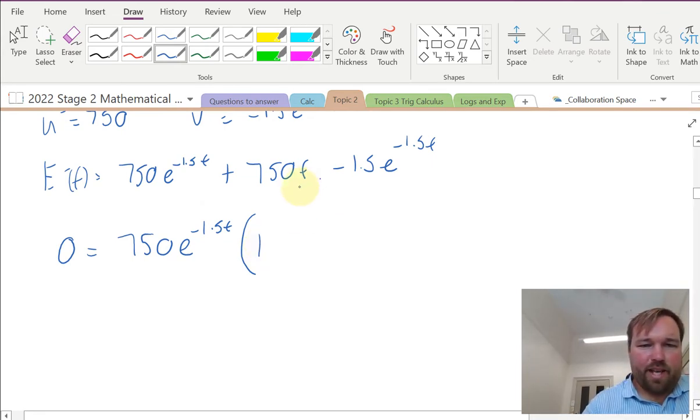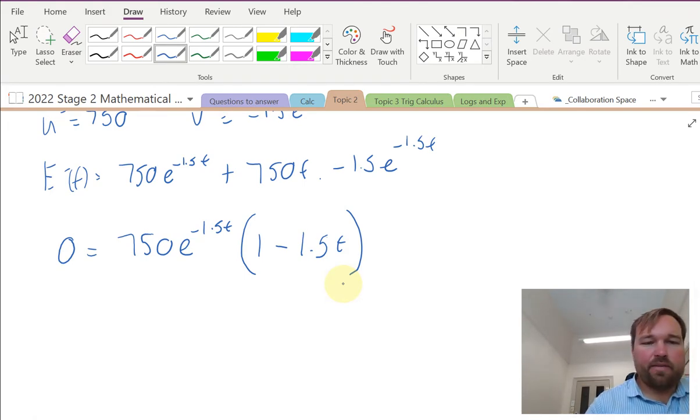Let me see, 750 is out, so is minus 1.5, so is e to the minus 1.5 t. So really we have minus 1.5 t left. Yeah, don't think I missed anything. All right, this first portion will never give us a 0. The second portion, though, can give us a 0.